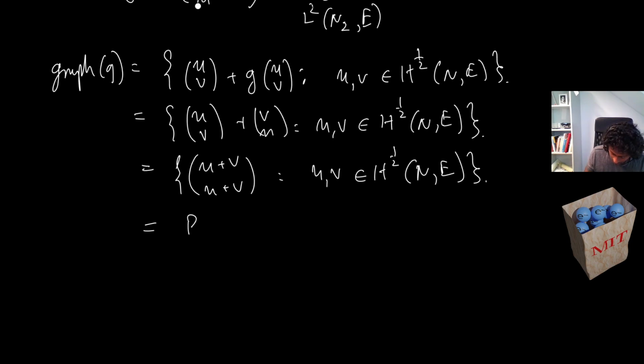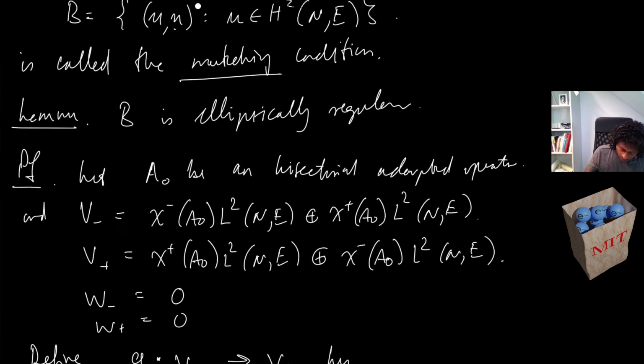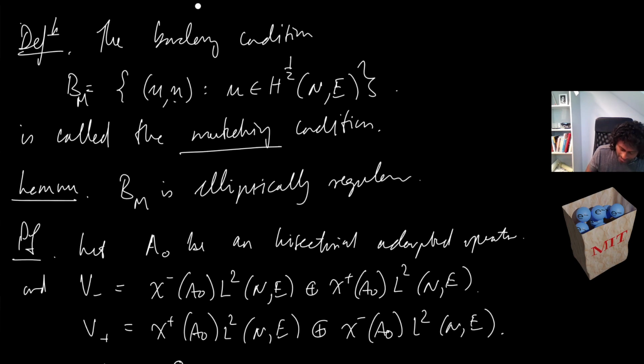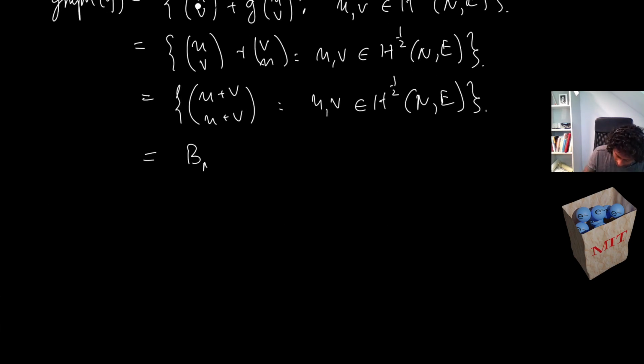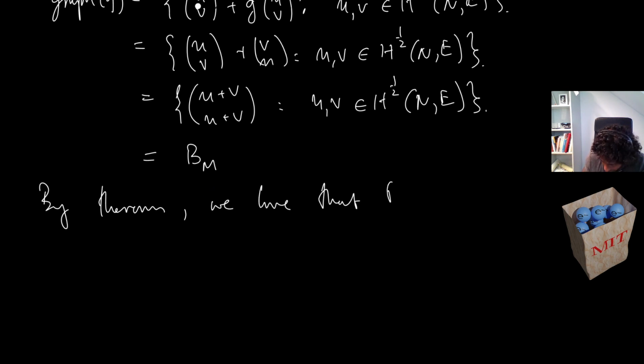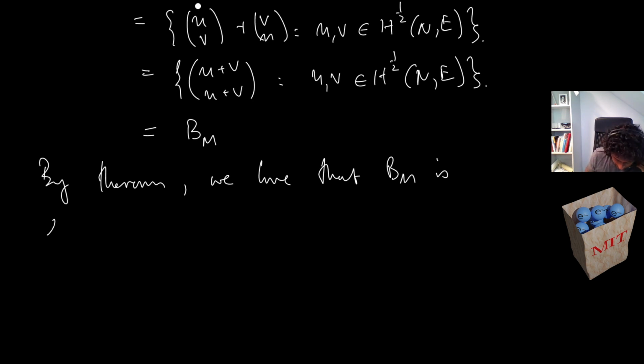So this is now equal to this. Let me call this boundary condition B_m, for matching. So this is equal to the matching condition B_m, because it's of the form (u + v) for (u, v) in H^{1/2}. And by the theorem, we know that B_m is elliptically regular.